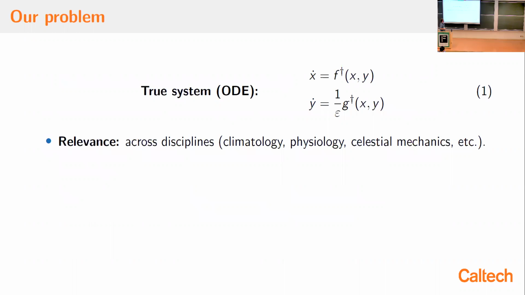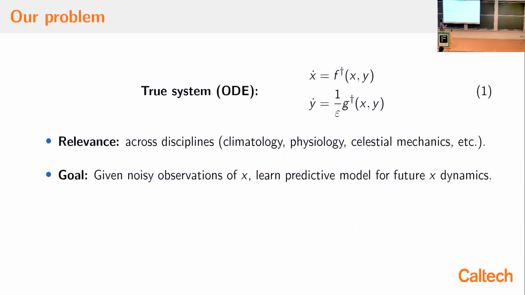The type of problem I'm interested in today is very simple. Let's say there's an ODE in nature or somewhere, whether it's in climate, physiology, or celestial mechanics. This is super ubiquitous. So I'm interested in ODEs, and what do I want to be able to do? If you give me noisy observations of part of this ODE, which doesn't necessarily have to be multi-scale, think of epsilon as 1, it doesn't matter, I want to learn a model of some kind that is predictive for the future dynamics of that observable.